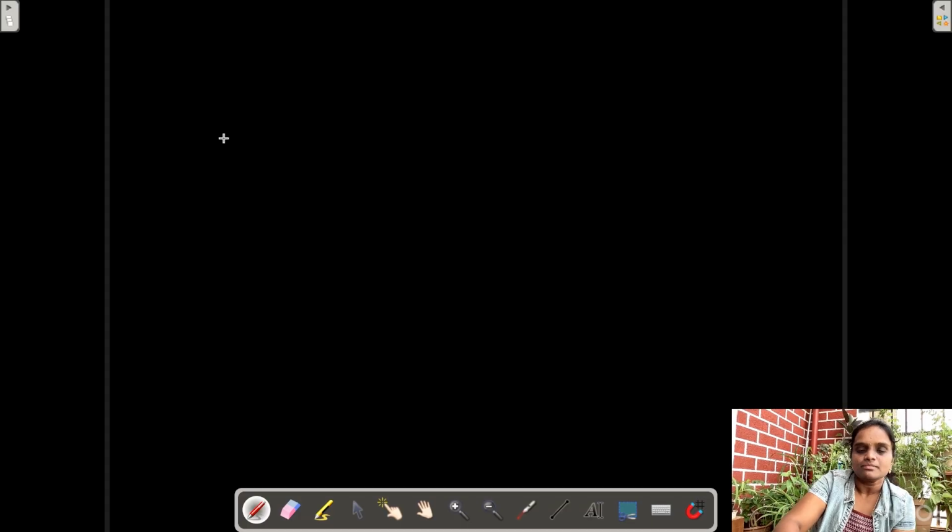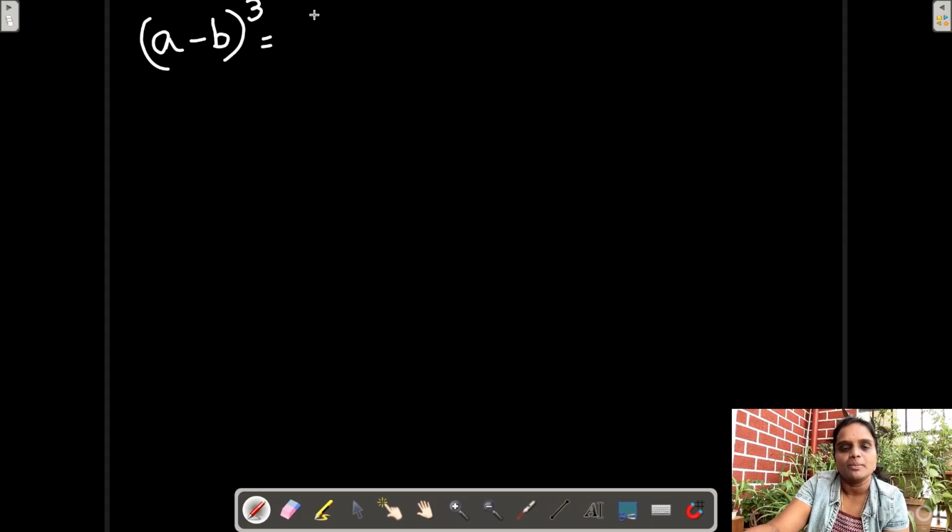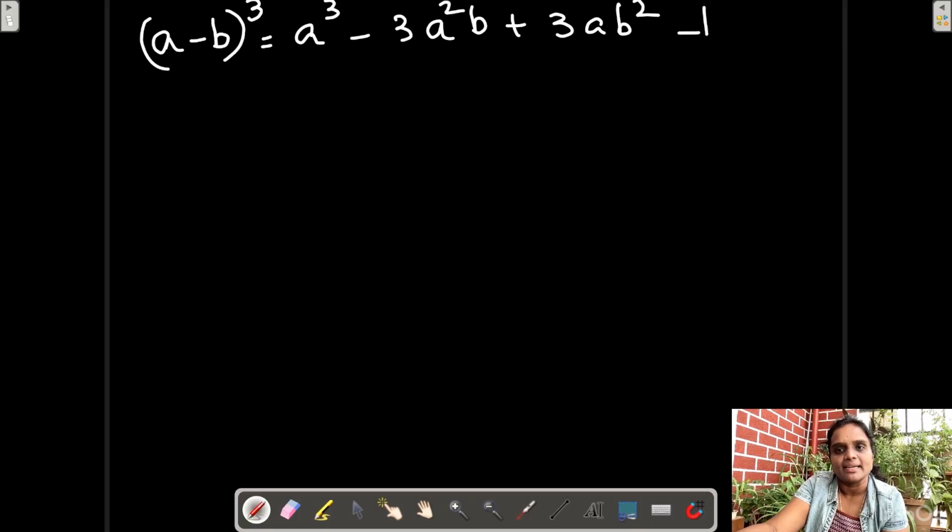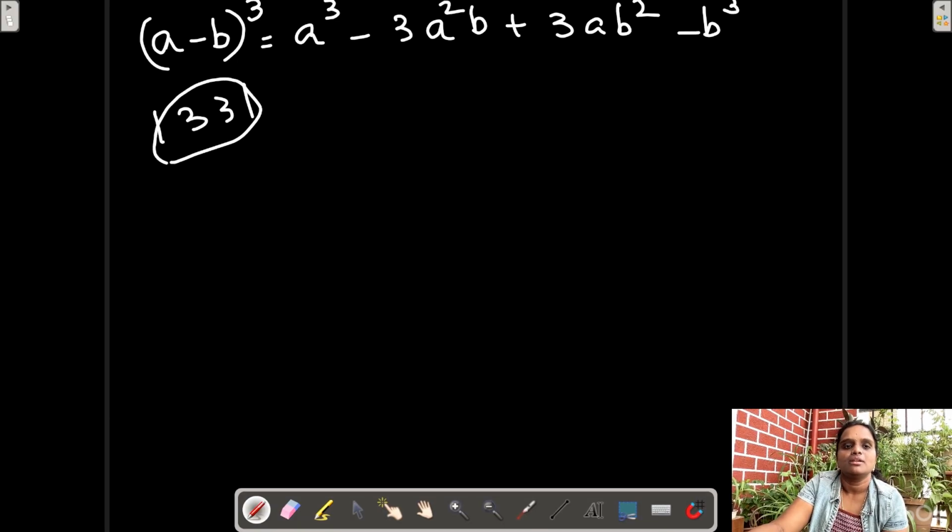Let us write the identity again. a minus b whole cube is equal to a cube minus 3a square b plus 3ab square minus b cube. Here, if you see again, the rule for coefficients is 1, 3, 3, 1. Keep it aside. And the powers are all 3.